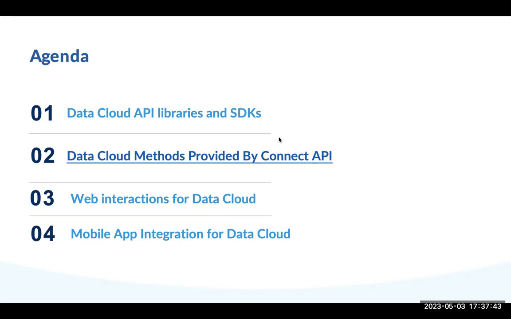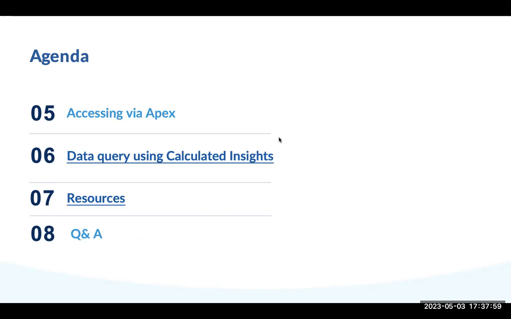And we have mobile app integration for Data Cloud. We have another integration SDK, especially for mobile apps, where we could inject the SDK into the mobile apps and then get all the mobile event interactions into Data Cloud as well. And the most important, the favorite one from a Salesforce developer's perspective, is accessing via Apex. Data Cloud objects can be accessed via Apex. We could talk about what objects are available to access via Apex and how to access them. And then there are some APIs which we can leverage and we can query using calculated insights.